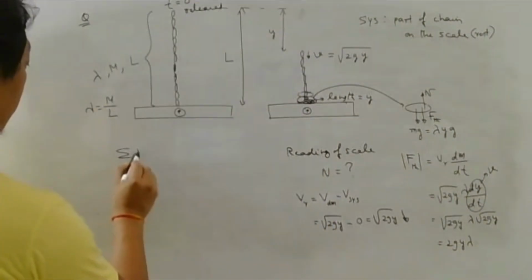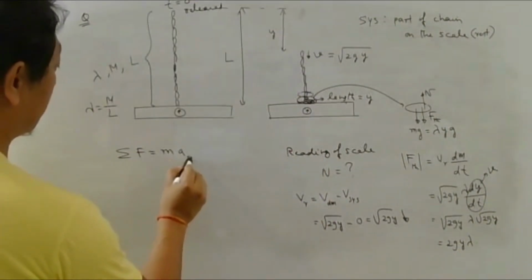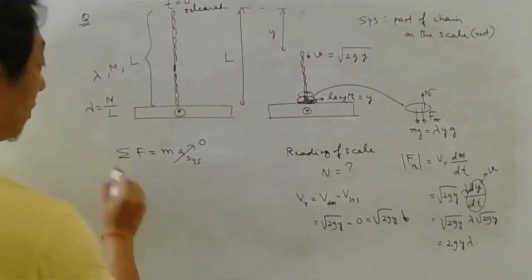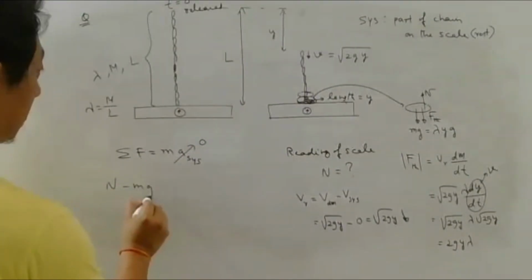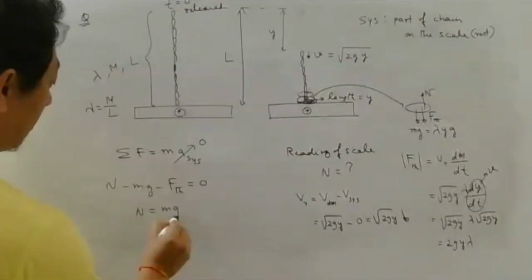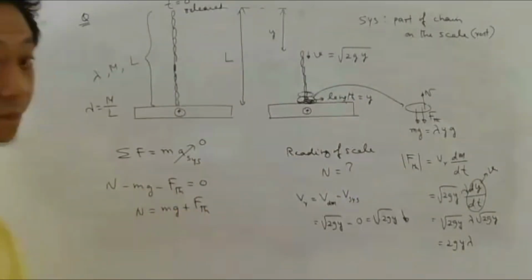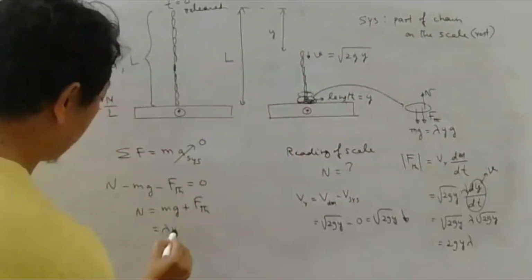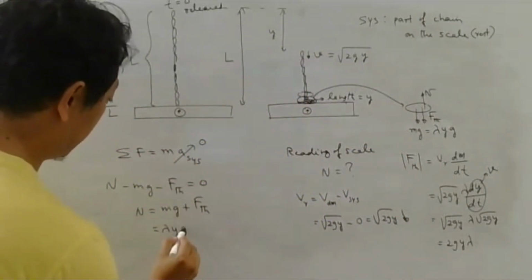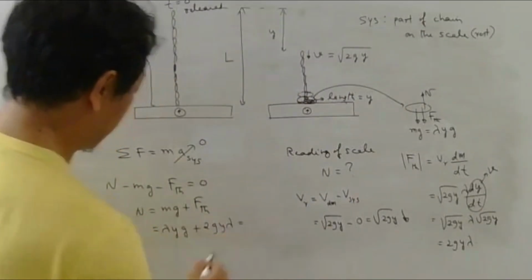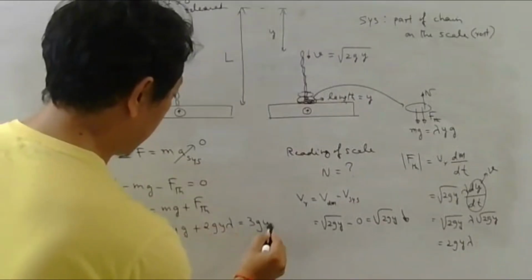Once we have all the forces, Newton's second law: net force equals m into a of the system. Here the system is at rest, so it is 0. What is the net force? N minus mg minus F thrust. So N should balance mg plus F thrust. Here m means the mass on the scale, which is lambda y into g, plus thrust force 2gy into lambda, which equals 3gy into lambda.